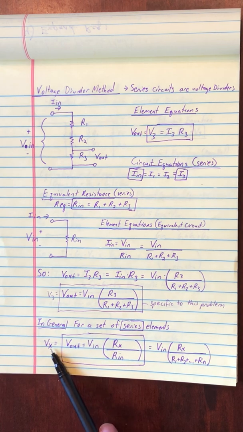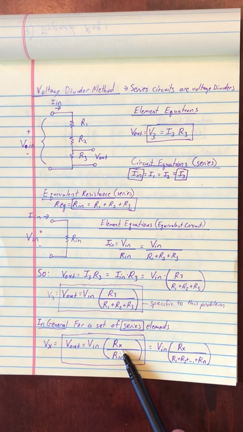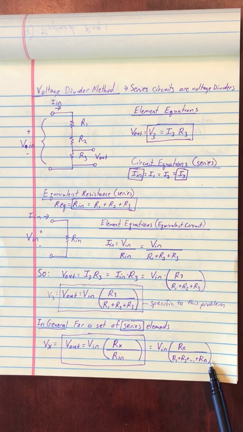the X resistor is going to be equal to the V out, that's what we're interested in, and that's going to be our input voltage across the whole network times the resistance of the resistor we're interested in, our X, over the whole input resistance, which is again just the equivalent resistance, which is the sum of all those resistors. So here is the expanded form of that.